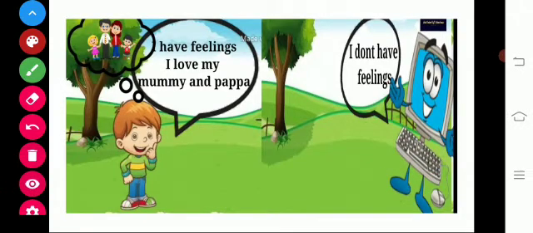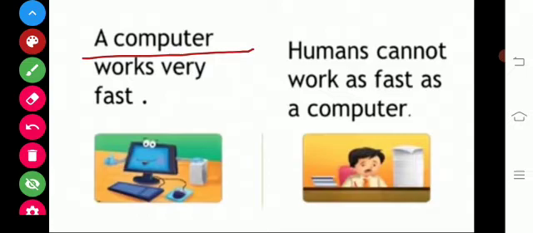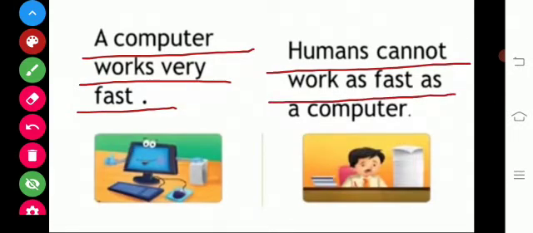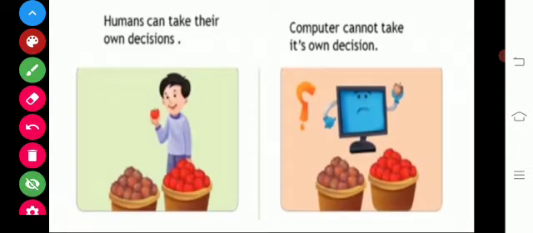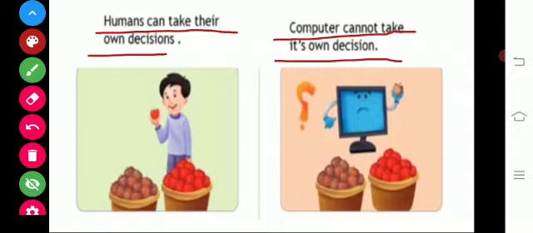And then a computer works very fast. Humans cannot work as fast as a computer, because a computer works by electricity, isn't it? And then humans can take their own decisions. A computer cannot take its own decisions, but a man can take his own decisions.